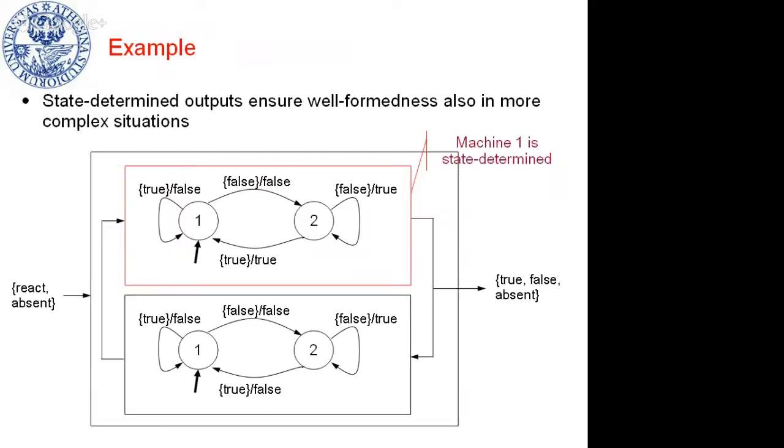So let's see the result when we apply this composition to one of the machines that we saw before could not be connected with itself in a self loop. So if you remember, this machine here could not be connected in a self loop because there would be no valid solution for state 2. Okay? So now we connected it with this other machine that is Moore type, state determined. This composition is well formed. What is the result? Well, let's start from 1-1.